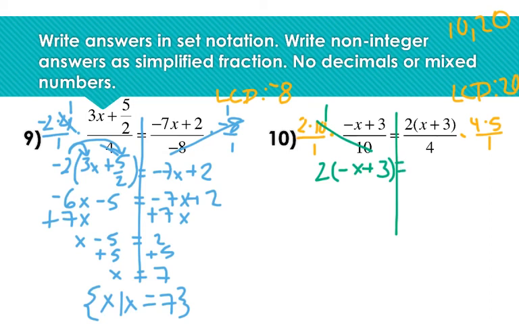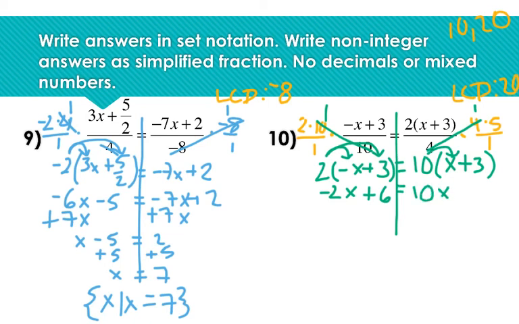And on the right side, 4 divided by 4 is 1. So 5 times 2 is 10. So we have 10. We're going to distribute that through x plus 3. So let's go ahead and distribute. 2 times negative x is negative 2x's. 2 times 3 is 6. And then on the right side, we're going to have 10 times x, which is 10x's, and 10 times 3, which is 30.